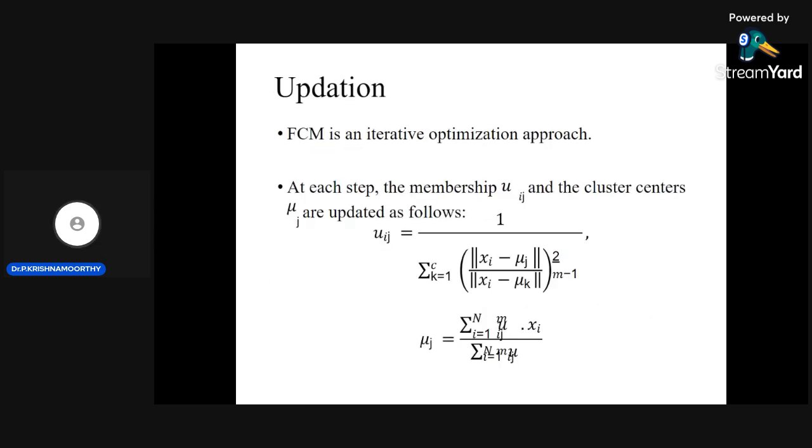Fuzzy c-means is an iterative optimization approach. At each step, the membership u_ij and the cluster centers c_j are updated as follows.